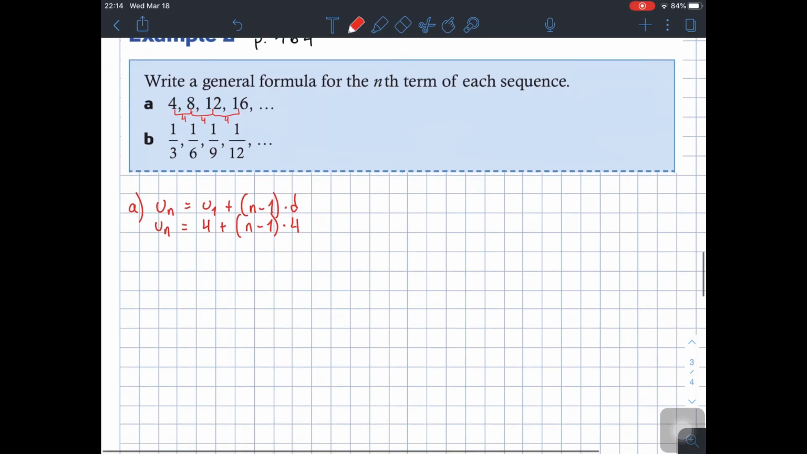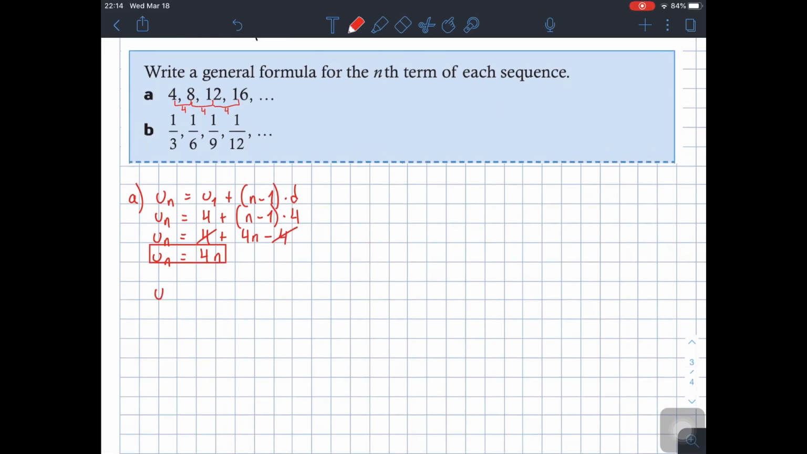We can develop this equation a little bit more by doing the distributive. This would be 4n minus 4. So this cancels out, and the nth term is 4n. And you see that this has logic, right? Because if you want to find, for example, u2, the second term, we would do 4 times 2, and this gives us 8, which is exactly this term over here. Or if you want to find u4, the fourth term, we do 4 times 4, and this is 16, which is this term over here. So this works.